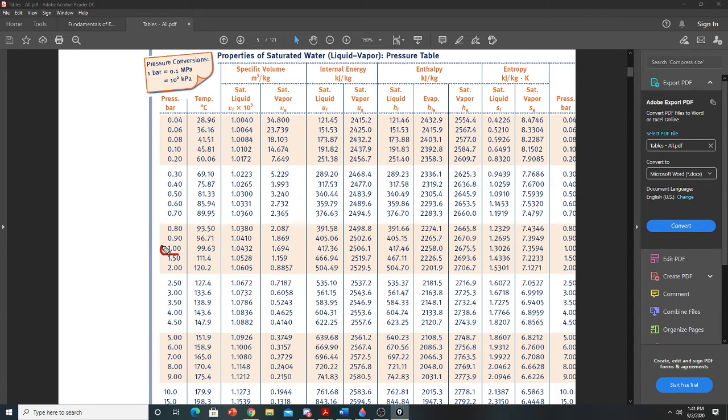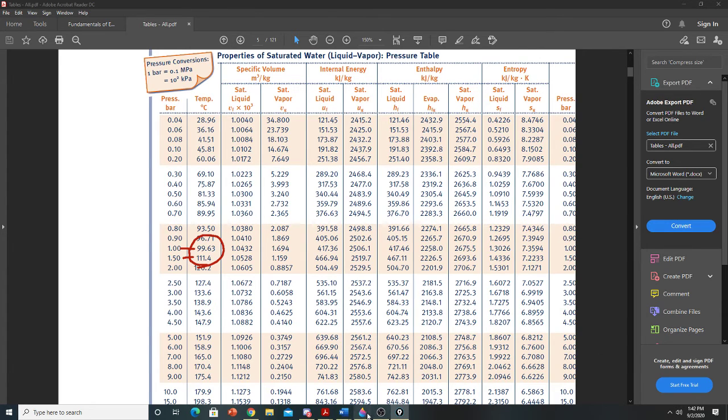Well, they will not be the same. Remember, because we moved up a pressure in between states. We went from 1 bar to 1.5. But they will be found in the same location, being right here. So essentially our state 1 corresponds to this temperature value, our state 2 corresponds to this one. State 1 is 99.63 is our temperature, and our state 2 temperature is 111.4.